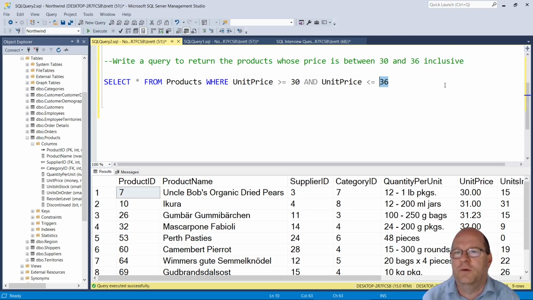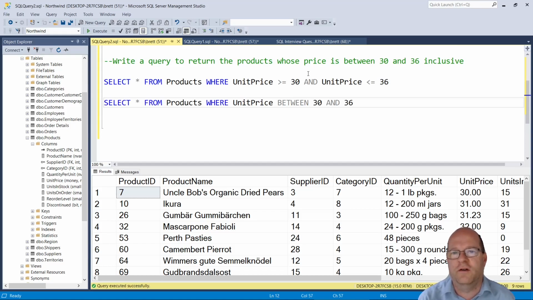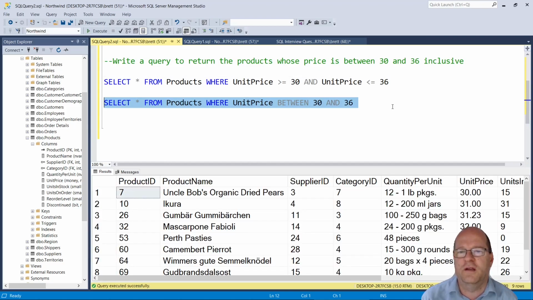Just look out for this word. If they don't include it, then it can be quite ambiguous. Instead of using the AND operator, we can use the between function. This one here returns 9 rows, and this one here also returns 9 rows. This second one is much more elegant, so try to use a between keyword for queries like this.